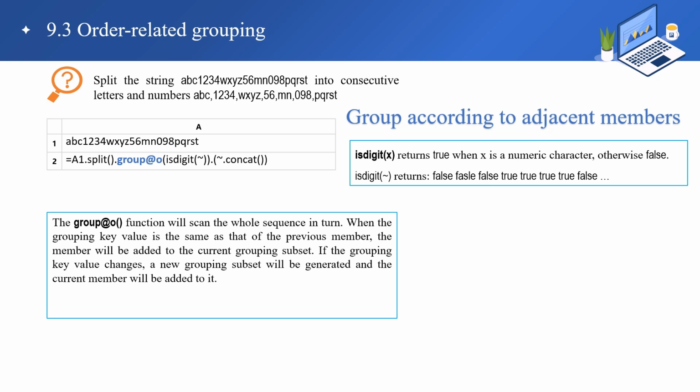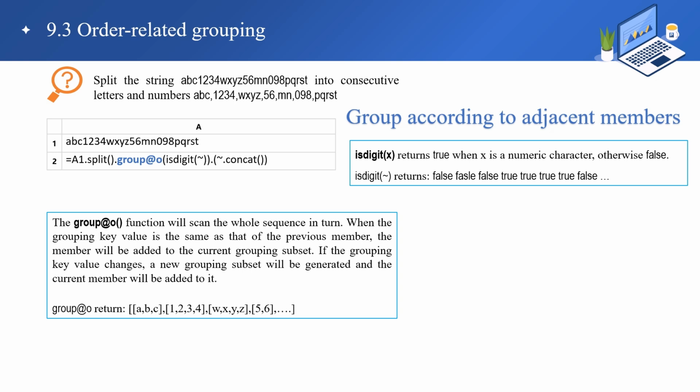Is_digit x returns true when x is a numeric character, otherwise false. We have learned A1.split and it will split this string into a sequence of single characters. Thus, the grouping key value expression is_digit tilde will be calculated successively for this single character sequence as false, false, false, true, true, true, true, false, etc. That is, it is false when encountering a letter and true when encountering a number. Changing from number to letter or from letter to number will cause is_digit tilde to change, resulting in a new grouping subset, so the return value of group@O will be.